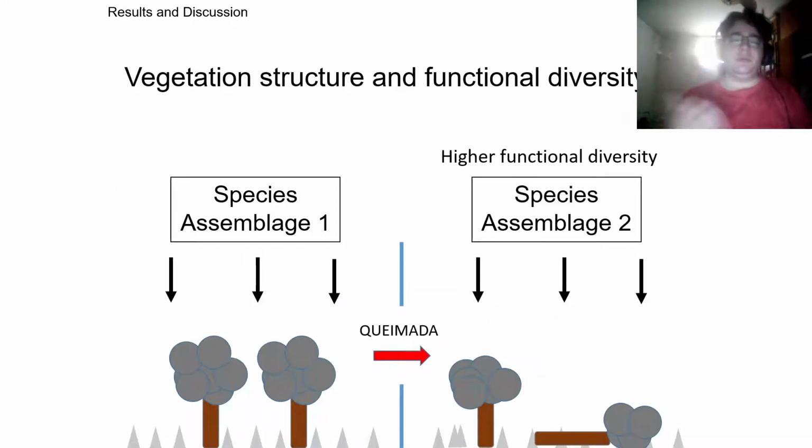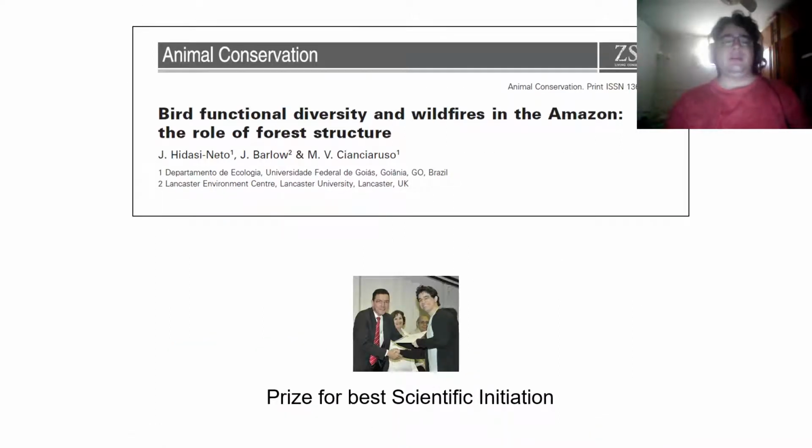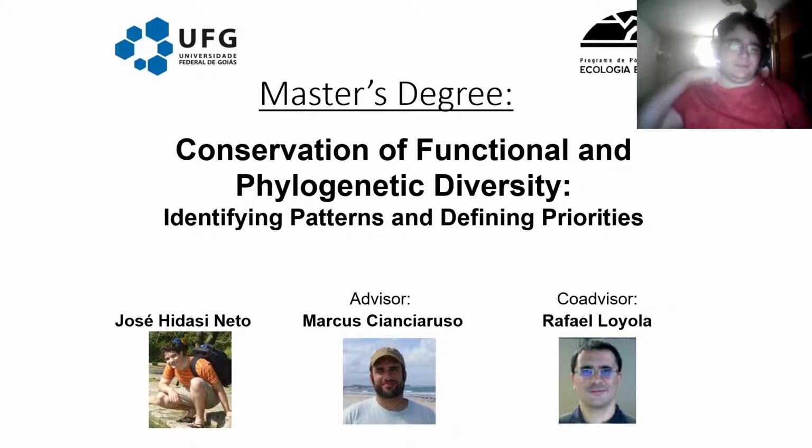So what we saw after the model selection process method was that fire would increase functional diversity of species after it modifies the habitat, creating more microhabitats for species to occur on. This was my first paper, Bird Functional Diversity and Wildfires in the Amazon, the role of forest structure, and that was the second time I won the prize for best scientific initiation. That was so good to me.